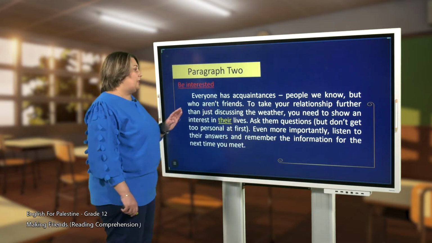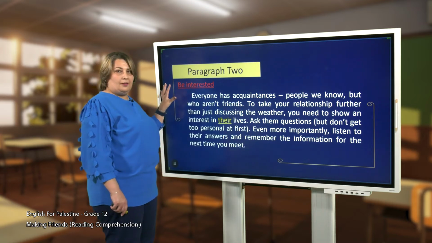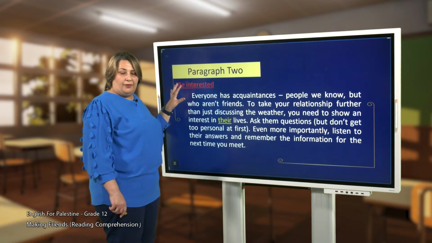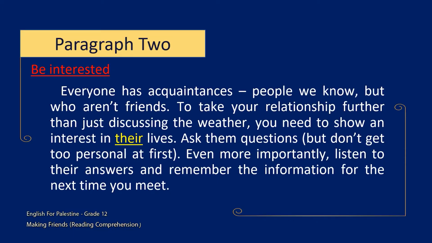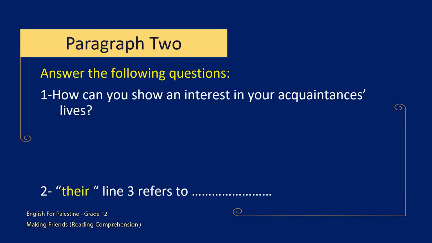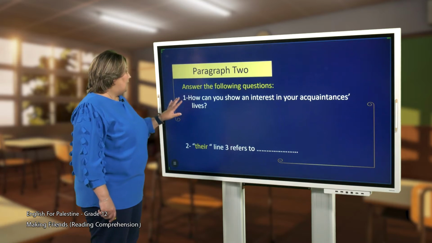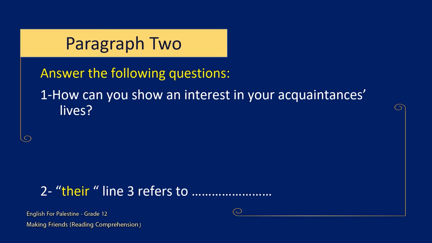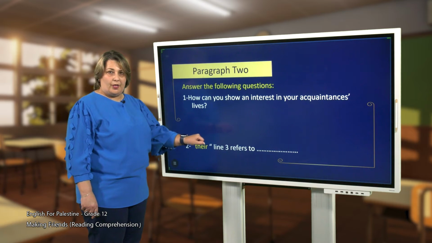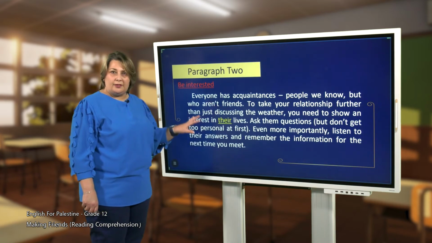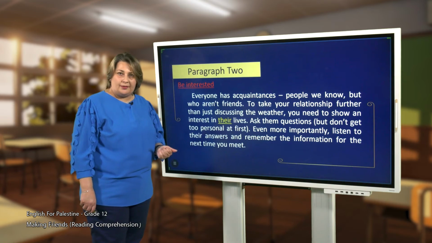Paragraph 2. As you can see in your book, you have these spaces, or the titles are not filled in. So we did that for you. Now you're going to read this paragraph and then answer the following questions. I'll give you a hint about the questions and then you go back to the text again and read it in order to answer them. The questions are as follows. Number 1, how can you show an interest in your acquaintances' lives? Number 2, there, line 3 refers to. Also, you're going to have 2 minutes to read the text and then we'll go back to your answers.